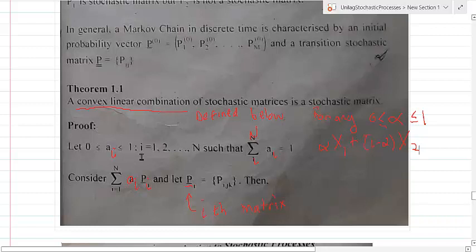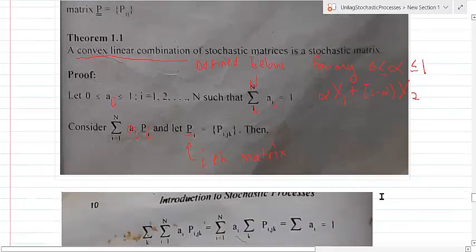Now he has a more general definition of convex linear combination. He's taking a combination of an arbitrary number of stochastic matrices. So instead of alpha and 1 minus alpha, he has these numbers ai, which are the weights, and the weights sum to 1, and you take the sum of weights times stochastic matrices, and that will give you still a stochastic matrix. Now I'll let you read this proof. In fact, we don't use this in the subsequent discussion, so I'm not going to spend a lot of time discussing it.